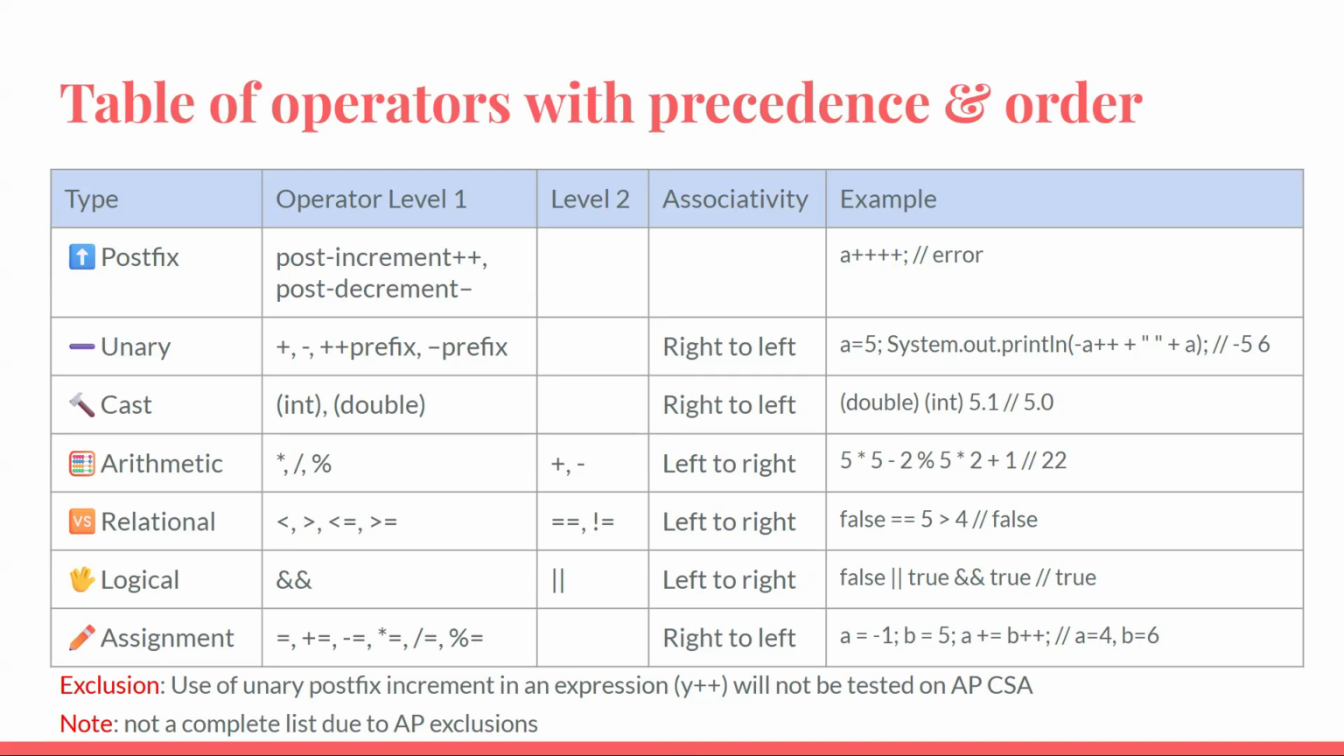The last A evaluates to 6 due to the increment from before. The end result is negative 5 space 6. I leave the rest of the example for you as an exercise. Pause the video and use the chart to practice computational thinking.